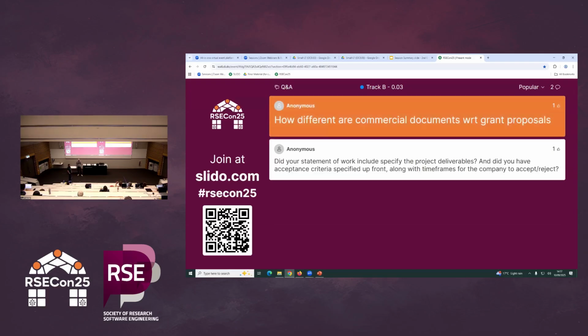Thank you. From your experience of this, how different is this sort of commercial documentation process compared to the more normal grant proposals that we deal with in research?